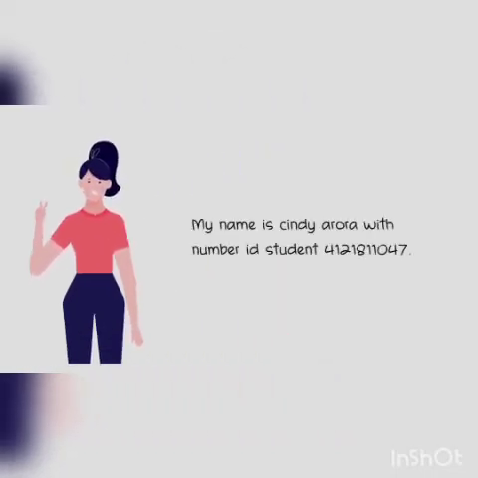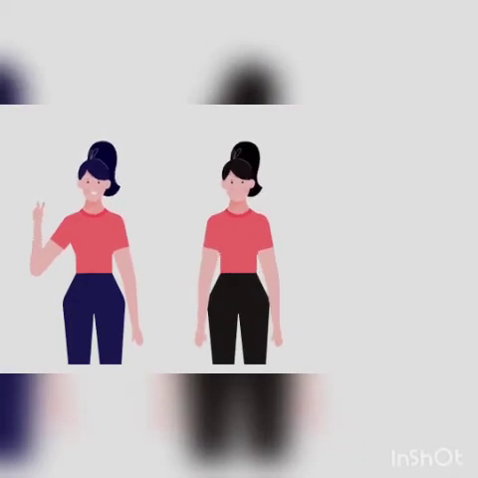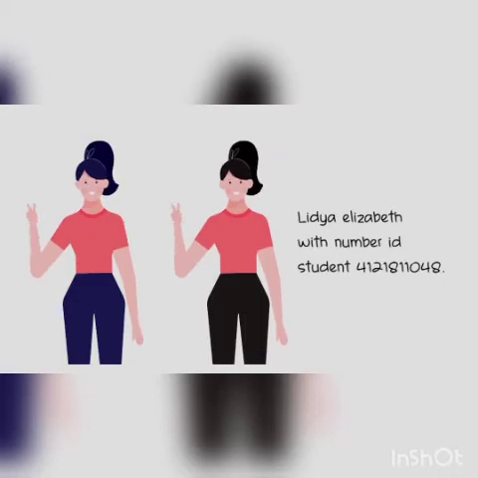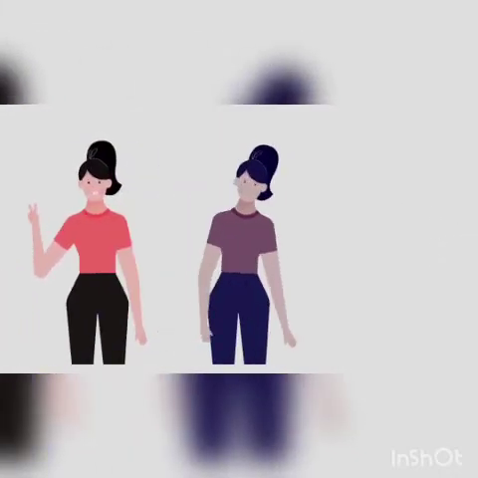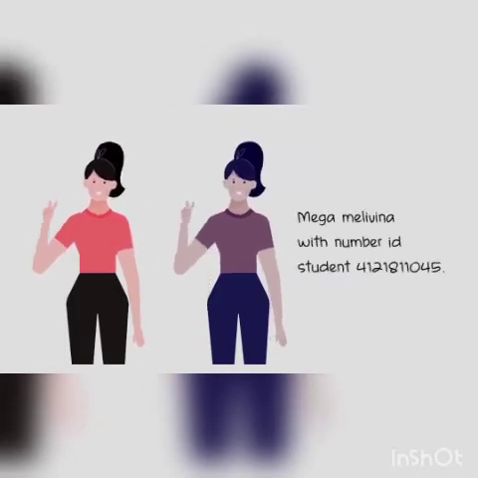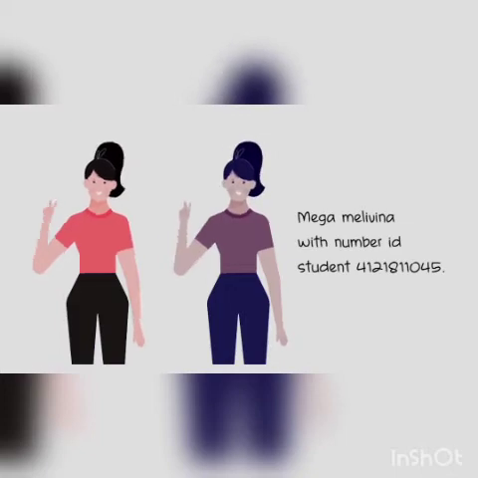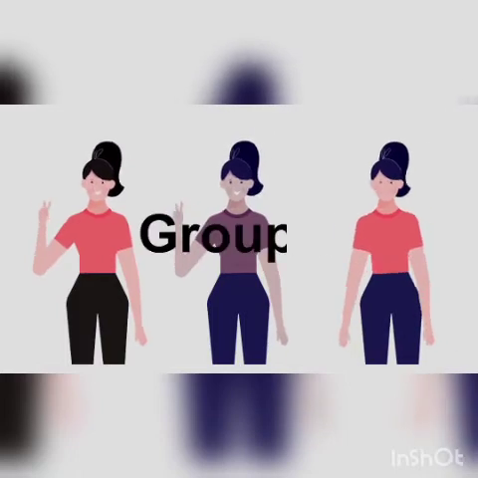My name is Cindy Aurora with student ID number 4121811047. Here is my partner. Her name is Lydia Elizabeth with student ID number 4121811048. And the last, her name is Mega Melvina with student ID number 4121811045. We are group 6.